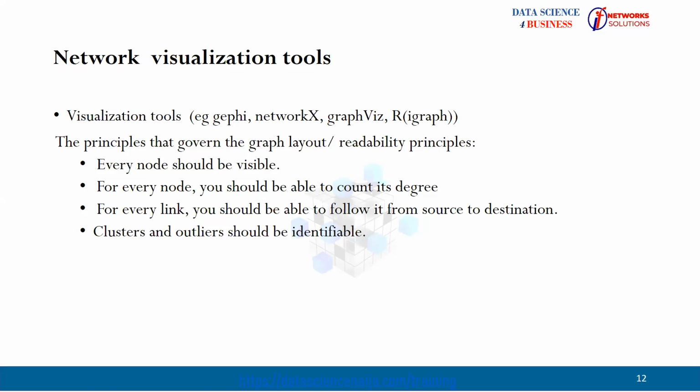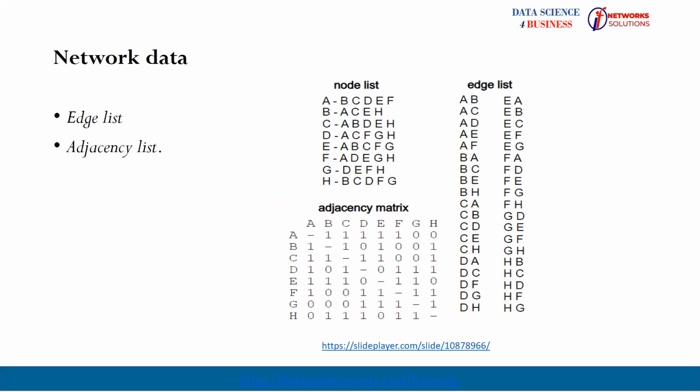And because of this, there are some principles that we always want to look out for. For example, every node should be visible, and you should be able to count the edges. And if you are talking of clusters or outliers, they should be easily identifiable, so that the way the network is laid out helps you to make whatever inference you want to make from the network.